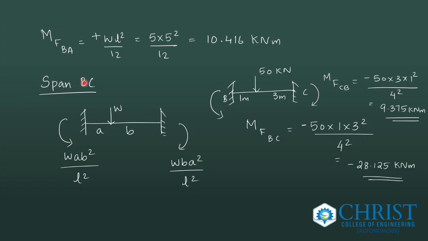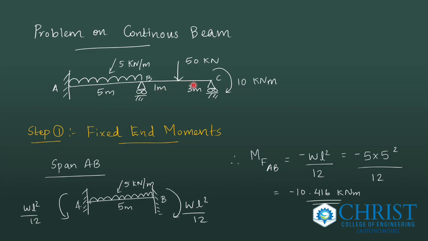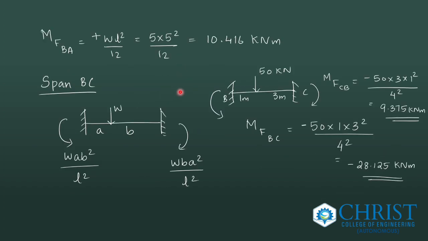Now I am focusing on span BC. The loading is shown as 1 meter and 3 meters. The 50 kilonewton load is placed 1 meter and 3 meters apart, so the 1 meter will be my a distance and the 3 meter will be my b distance. The formula for the fixed end moment is W a b square by L square when checking from B to C. I am looking from B to C, so I measure W into a into b square by L square.